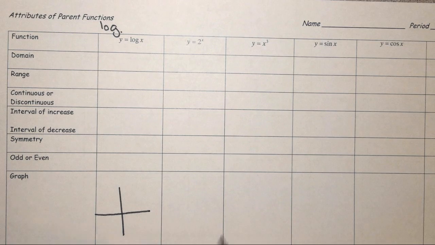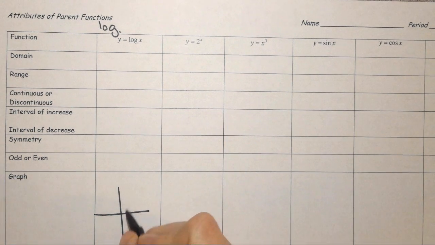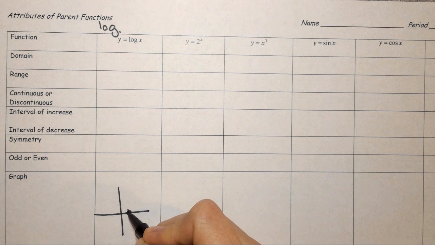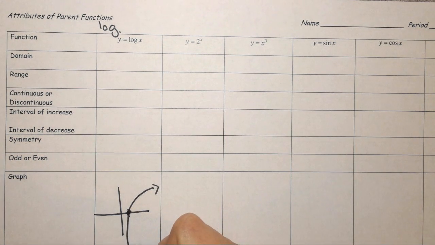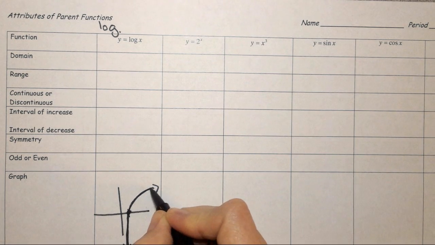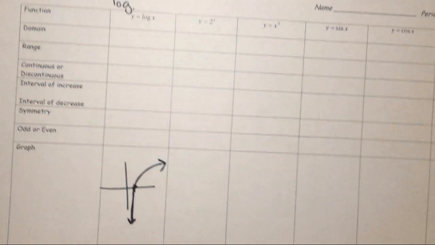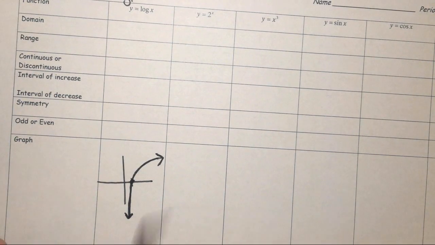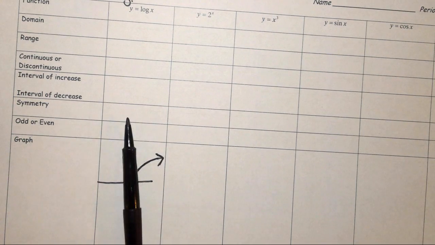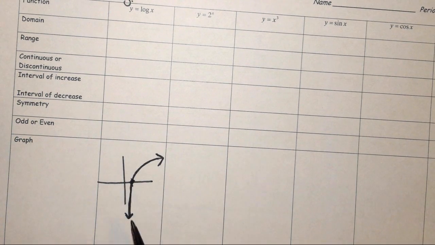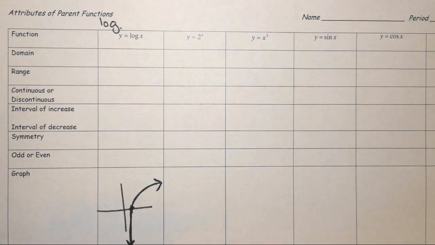For this particular graph, when you have a log function, it's always going to touch the x at (1, 0). It's going to go up, and then it's going to approach the y, but never really get to it. So it looks like this. So that's my log function. So it doesn't go forever both ways. It only goes forever to the right, and it never really touches 0. It just gets really close.